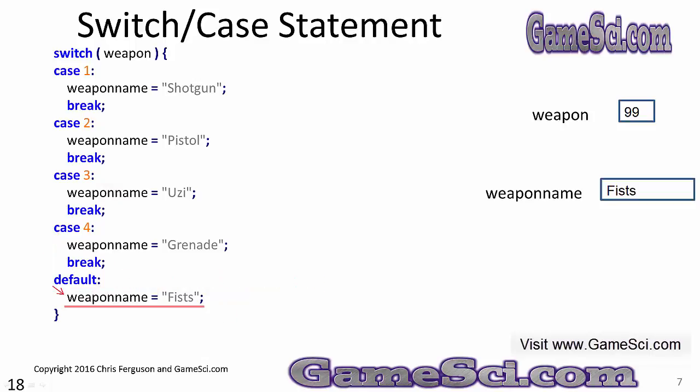When it executes the default, weapon name will go to fist. You can see there's my new value in weapon name. And of course, when it finishes executing that case, it continues on with the program and executes the code after the switch case.